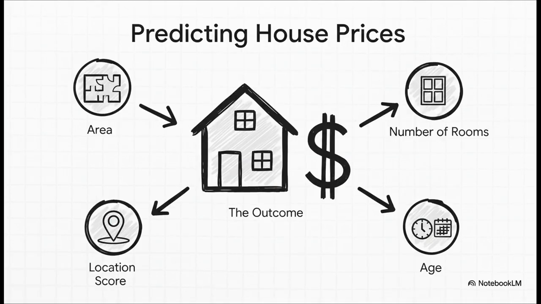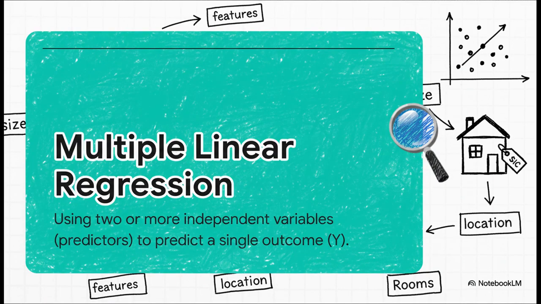A classic example is trying to predict the price of a house. You'd never just use the square footage, right? Of course not. You'd want to know how many rooms it has. Maybe you'd have some kind of score for the location, the age of the house. All of these are predictors. And that's the whole idea behind multiple linear regression. It's the same exact concept, but on steroids.